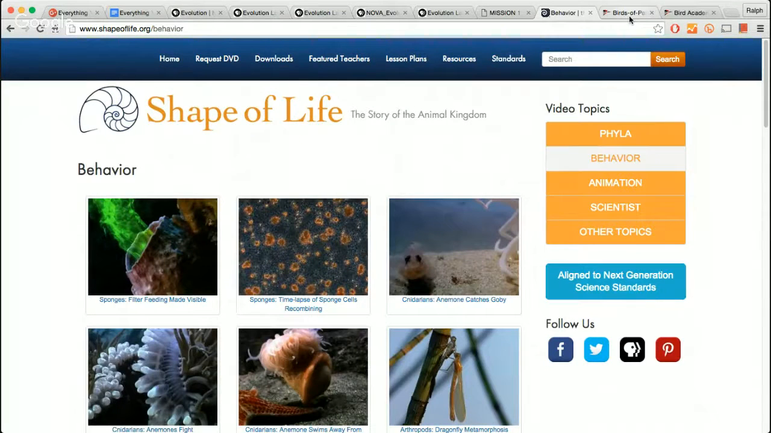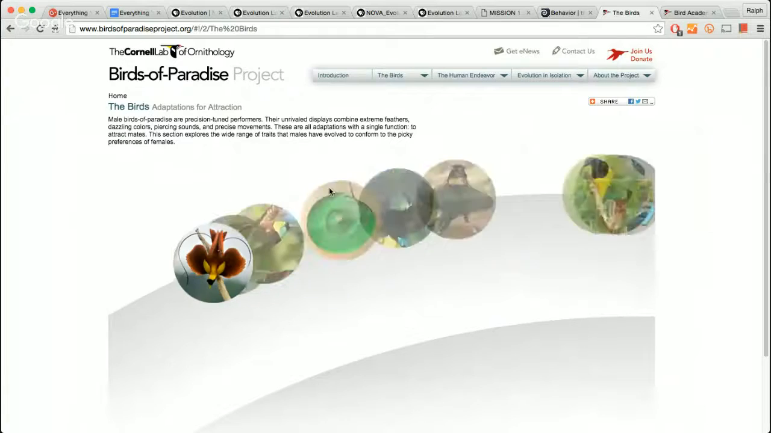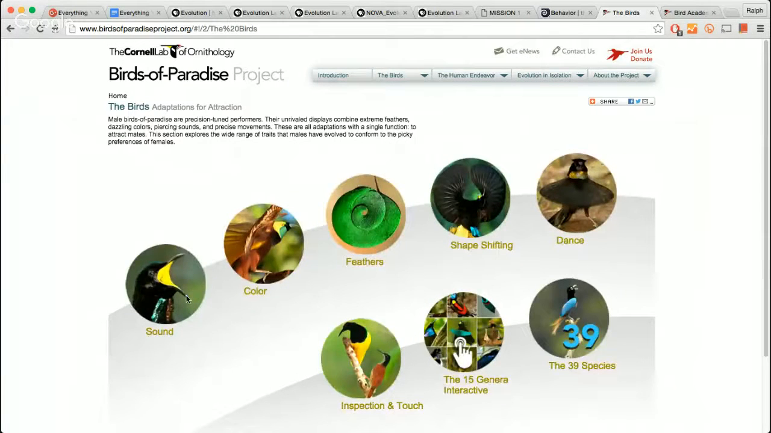Another great resource from one of our partners is from the Cornell Lab of Ornithology. They have a really great project that I like, the Birds of Paradise project. It's a really great way to drill down on some of these really amazing and engaging adaptations within the world of birds. If you click here on the birds, you can actually isolate different categories: sound, color, feather, shape-shifting, and dance, and it talks about the story for how these adaptations may have arisen.